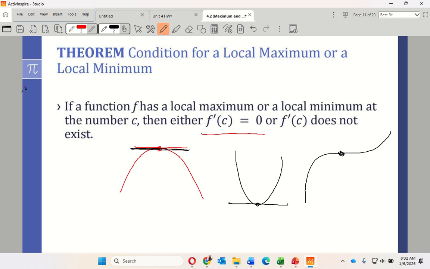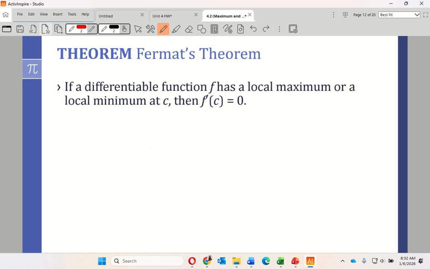What about that right there? That has a slope of 0, right? Okay, it has a slope of 0, but does that mean that that's a minimum or a maximum? No. So it doesn't always apply, but when we have this, we have to start checking our numbers in relation to the rest of my problem. If a differentiable function has a local maximum or a local minimum at c, then f prime of c is equal to 0.